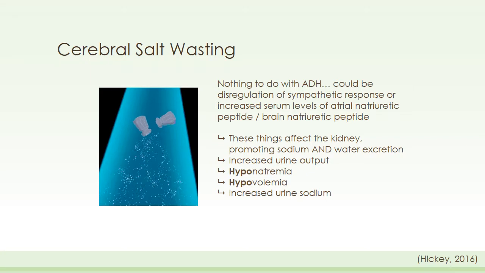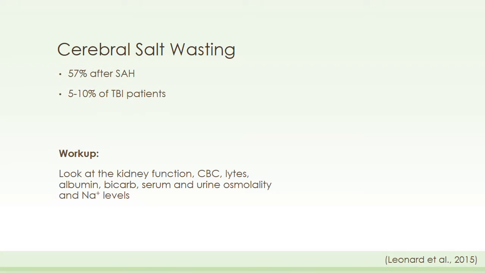So these patients have increased urine output, hyponatremia, because the sodium is leaving too, and hypovolemia, because the water is leaving at the same time. The sodium in the urine is going to be high. It's pretty common. About 57% of patients will get cerebral salt wasting after a subarachnoid hemorrhage, and between 5 and 10% of our TBI population.